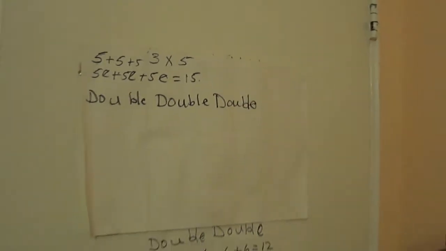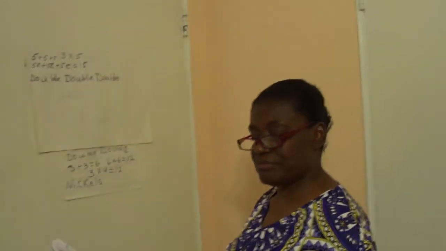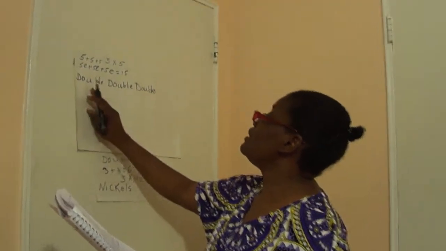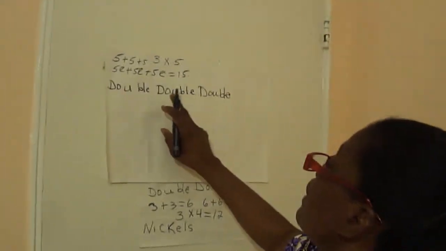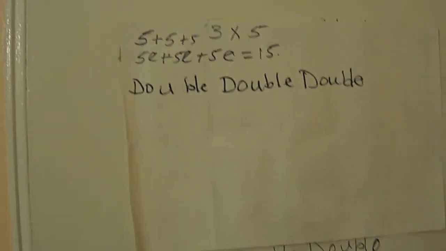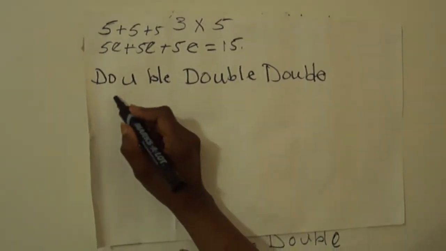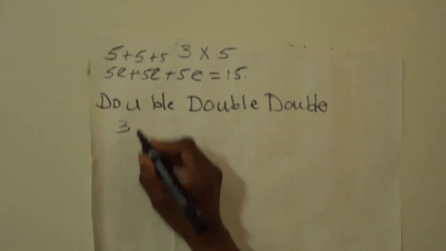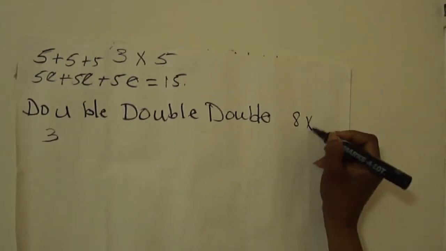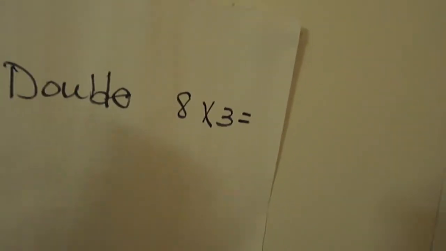So the first one, let's see, we have 8 times 3. How do we double 8 times 3? We said the number times itself, times itself. So we said we want to see 8 times 3. What is 8 times 3? We says 3 times what? So the answer was 8 times 3, right? We want to know what it is. Let's see.